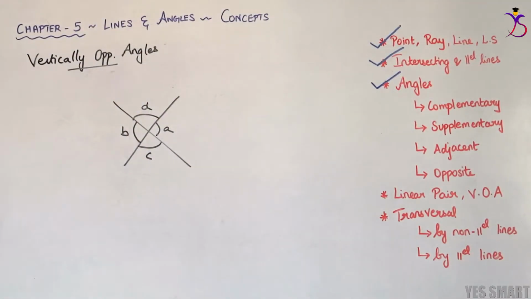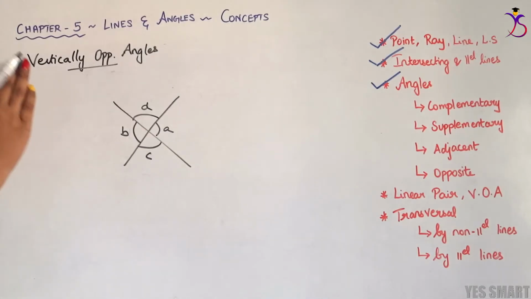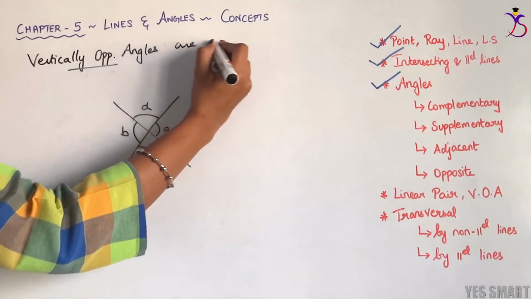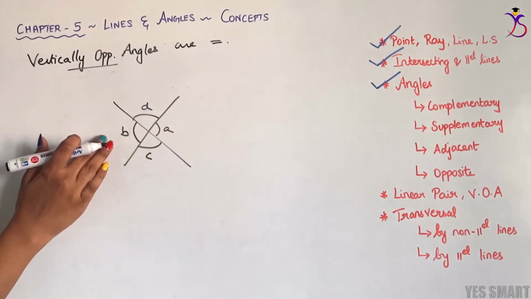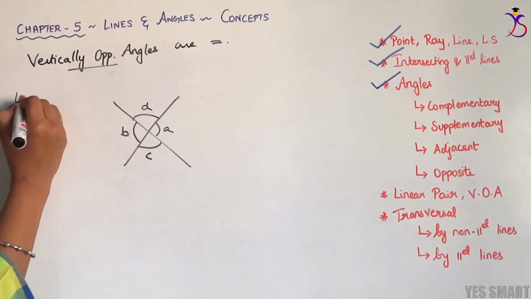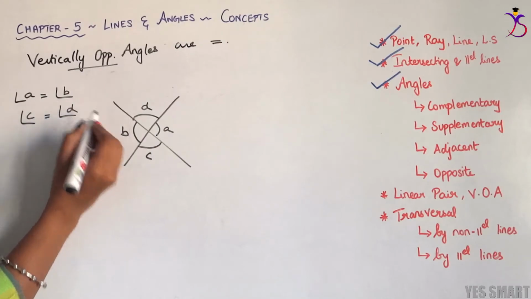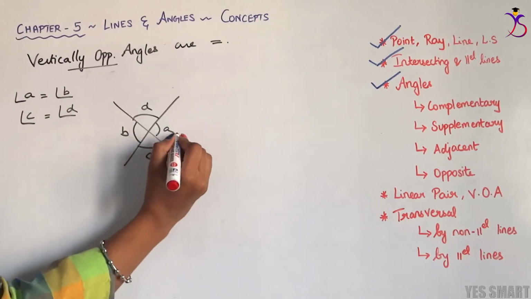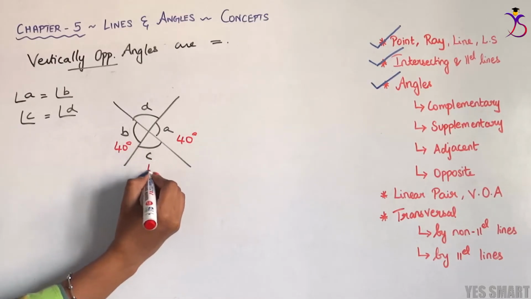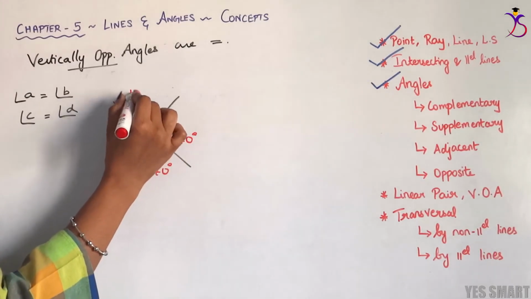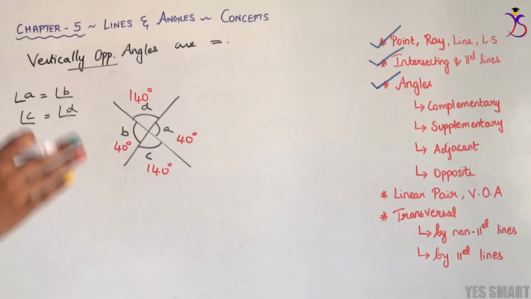Now let's look into a few examples for vertically opposite angles. Vertically opposite angles are equal. So if we have two lines, angle A is opposite to angle B, and angle C is opposite to angle D. Therefore, angle A equals angle B and angle C equals angle D. For instance, if angle A is 40 degrees, then angle B is also 40 degrees. If angle C is 140 degrees, angle D is also 140 degrees, because vertically opposite angles are equal.